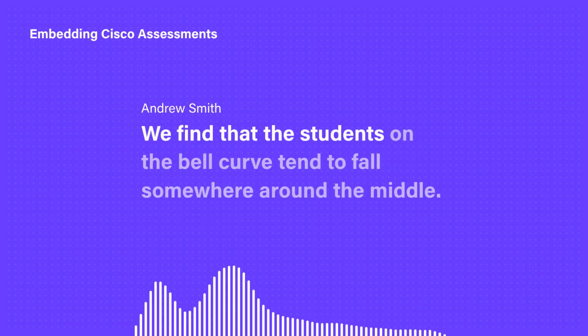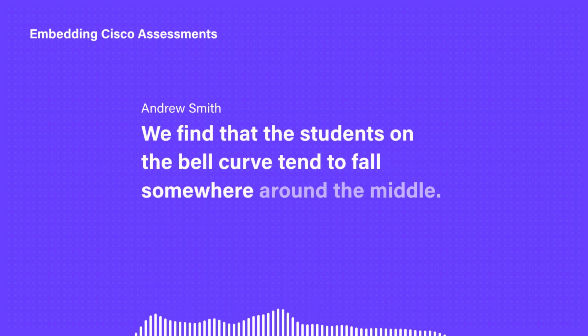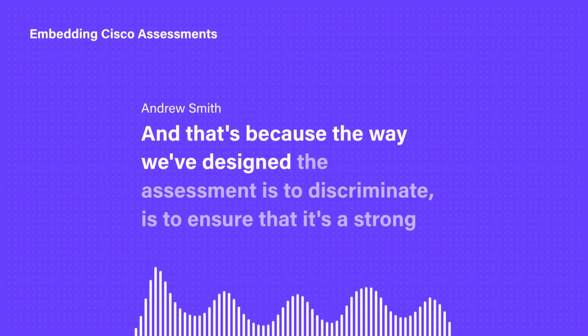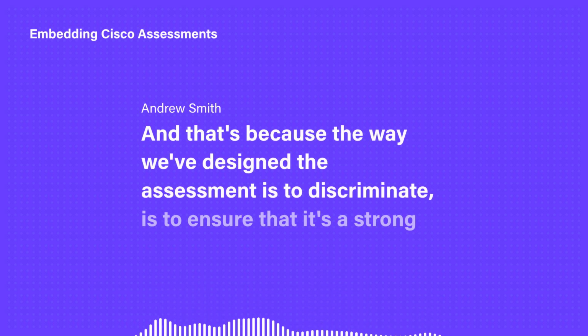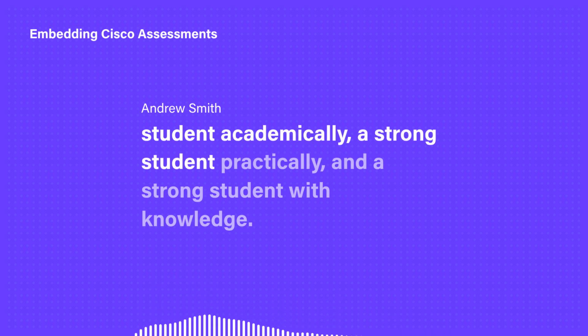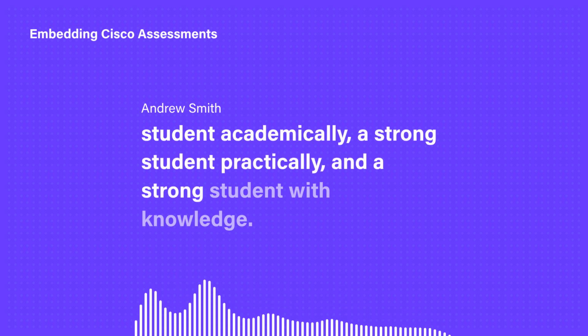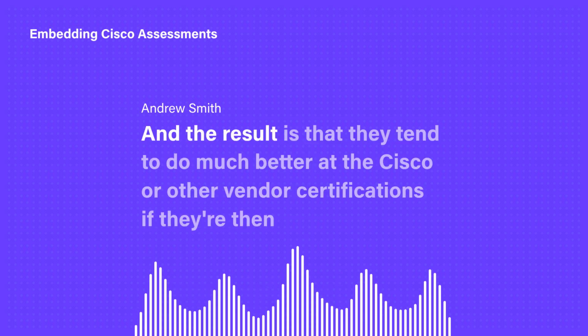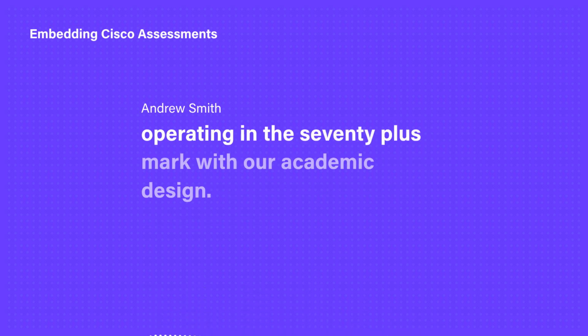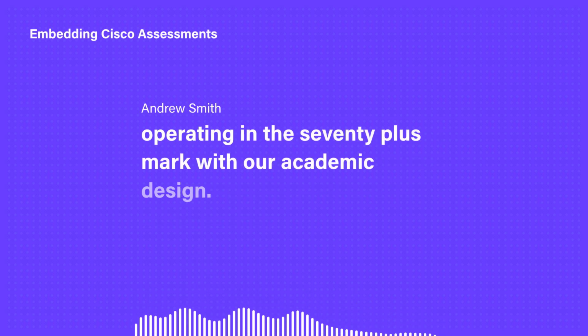We find that the students on the bell curve tend to fall somewhere around the middle, and that's because the way we've designed the assessment is to discriminate, to ensure that it's a strong student academically, a strong student practically, and a strong student with knowledge. And the result is that they tend to do much better at the Cisco or other vendor certifications if they're then operating in the 70 plus mark with our academic design.